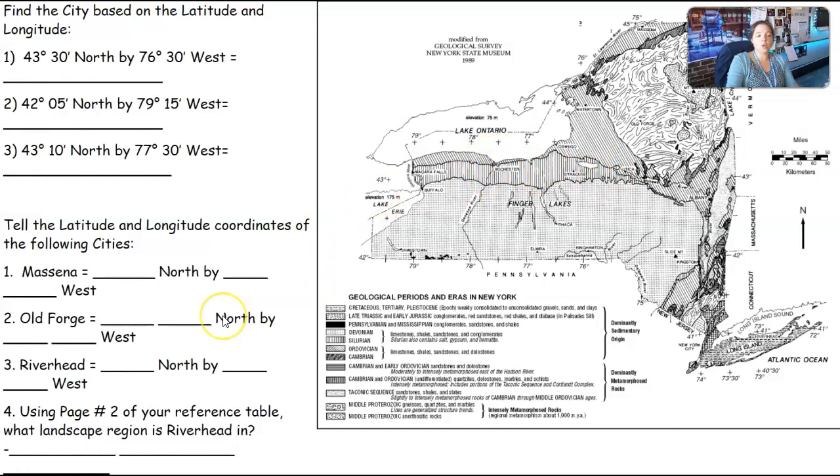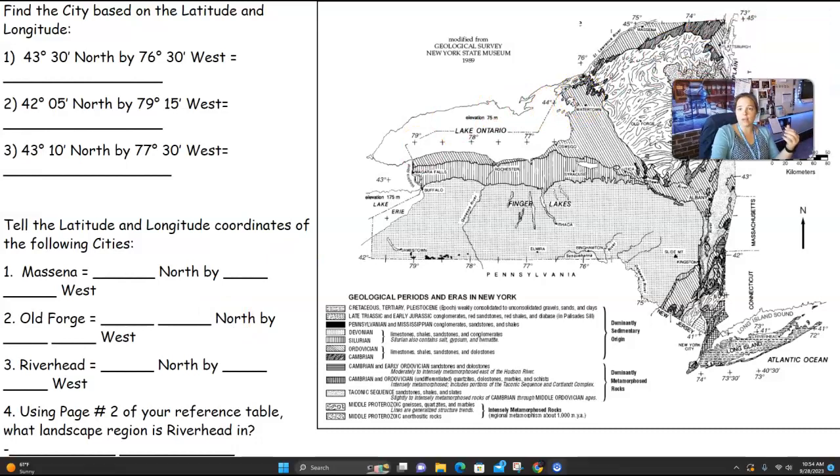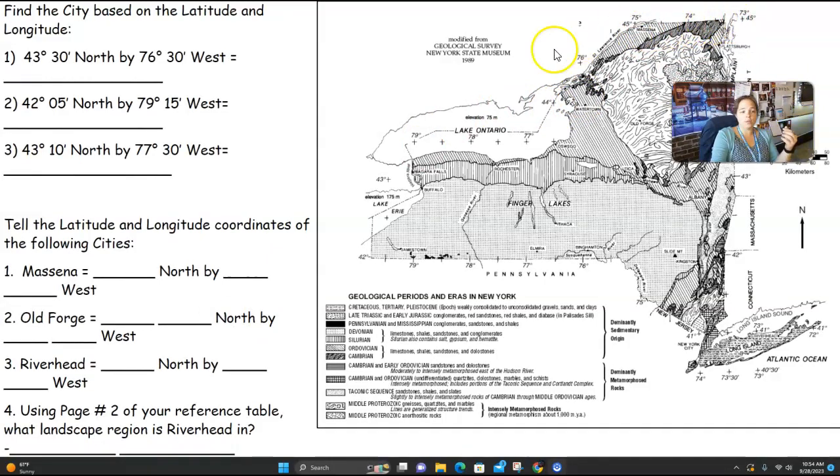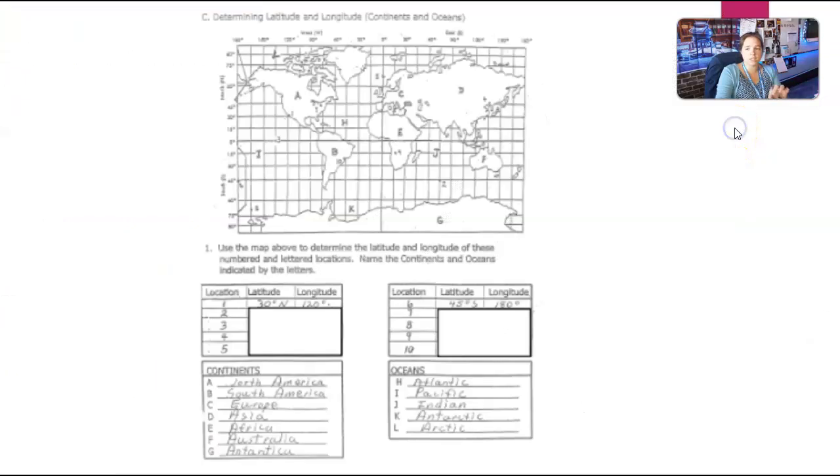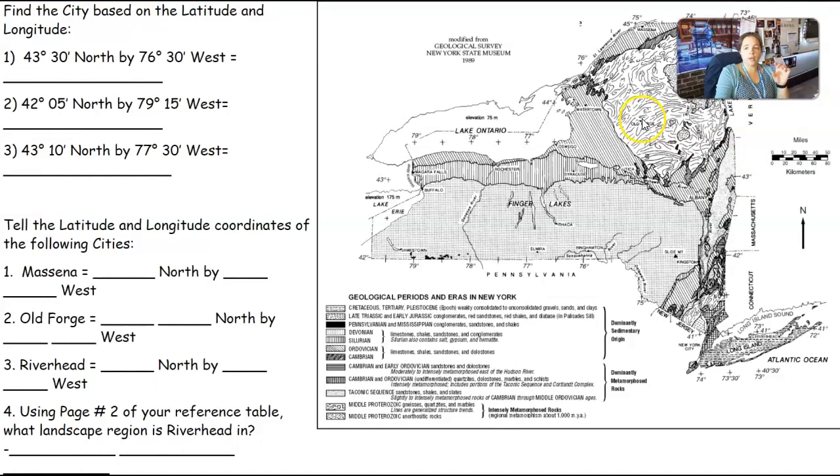Okay? Let's try and find out some coordinates. Let's see Massena. Massena's right here. I'm going to say this is probably roughly 45 degrees north by 75 degrees west. I know it's off a little bit. Just go with it for right now. All right, the next one we have is Old Forge. 43, there's 30. It's above that, so I'm going to do 43 degrees, 40 minutes, and by roughly 74 degrees and 50 minutes west.